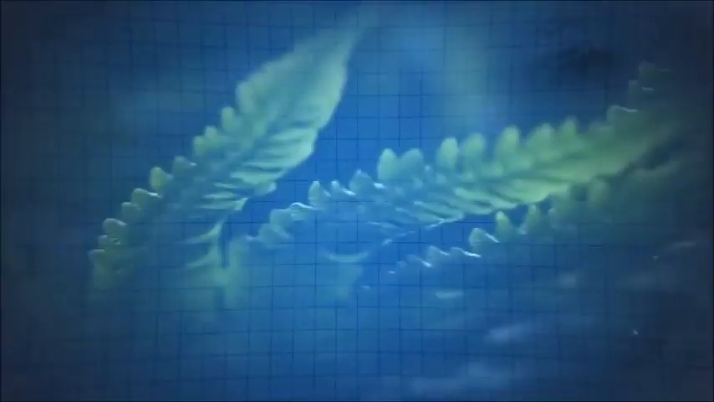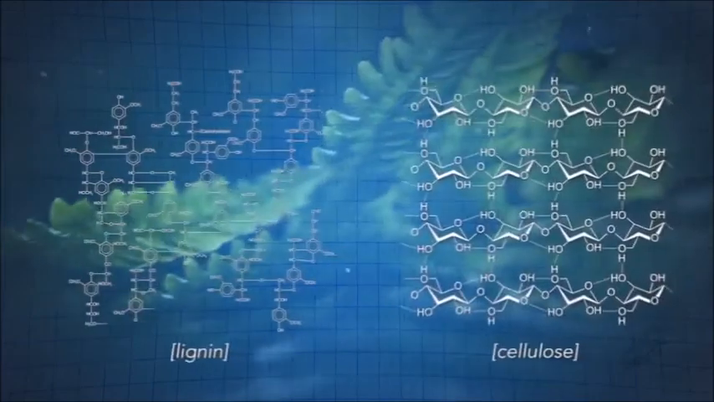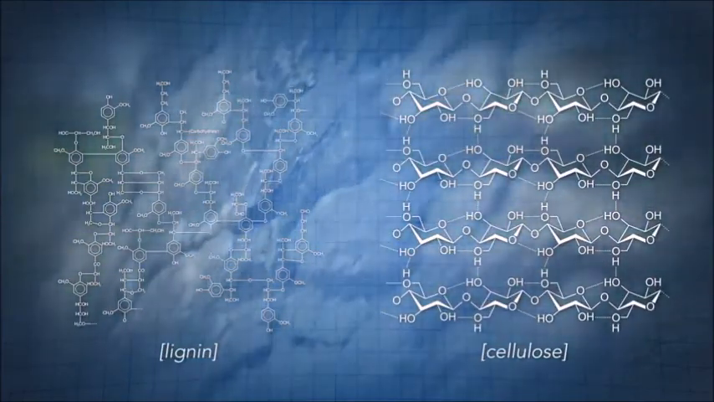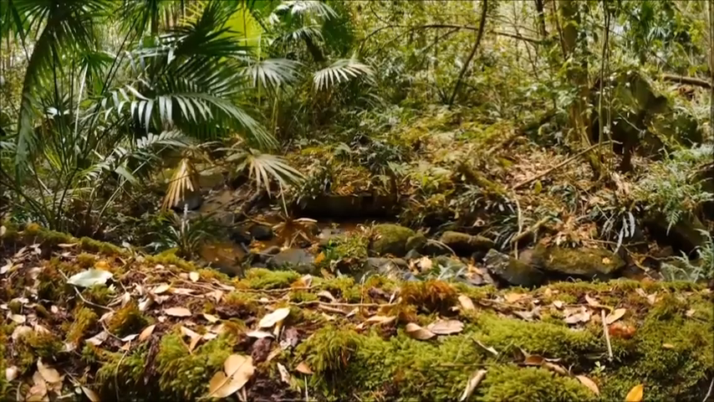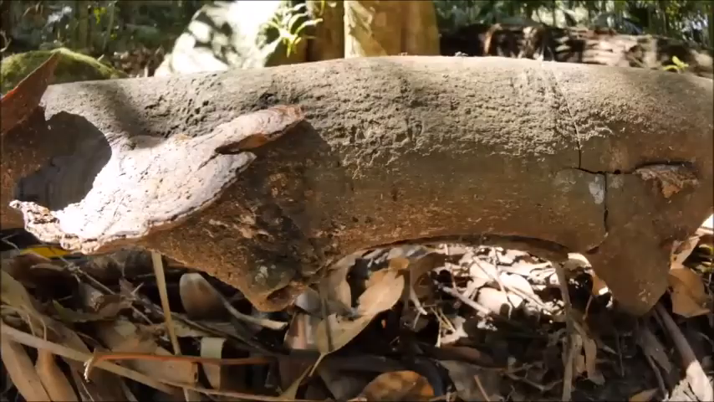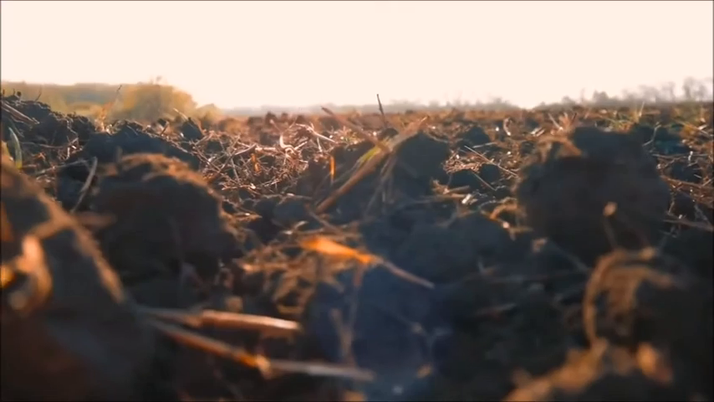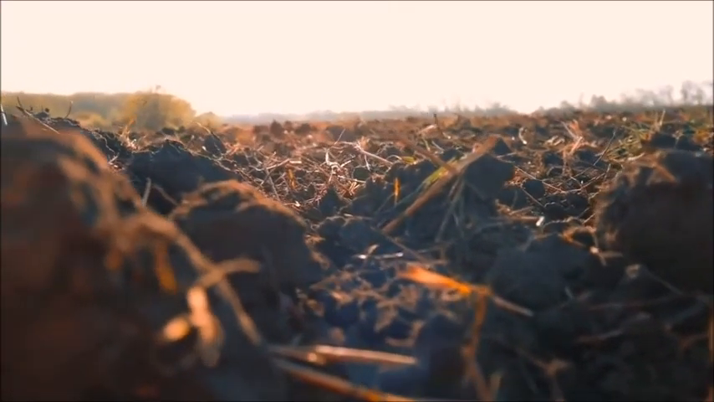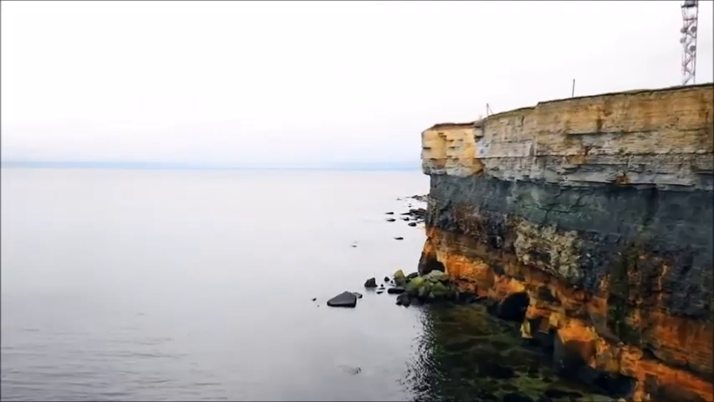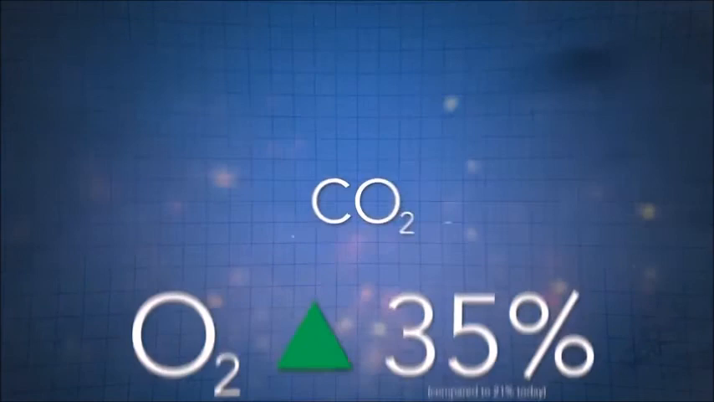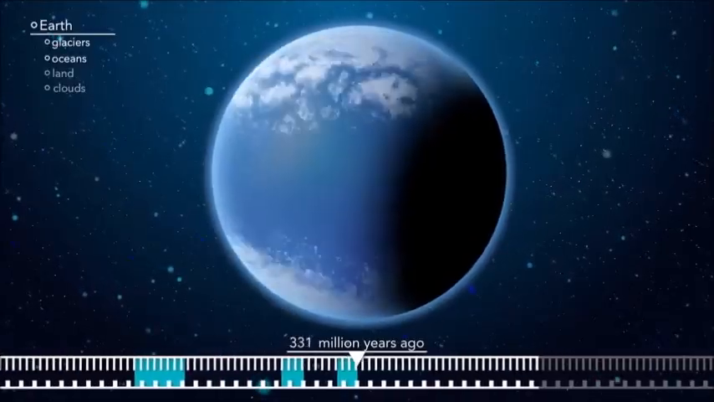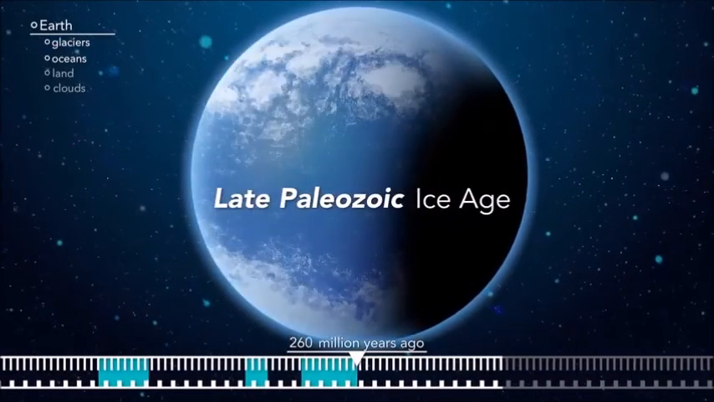Pretty soon, plants were building structures like lignin and cellulose, which, due to their complex structures, have incredibly slow decomposition rates. This means there was enough time for them to get buried, preventing their further breakdown, and storing the carbon in their bodies beneath the surface into what would eventually become coal. As a result, atmospheric oxygen levels rose to over 35%, while carbon dioxide levels fell below 300 parts per million, and the planet entered the late Paleozoic Ice Age.